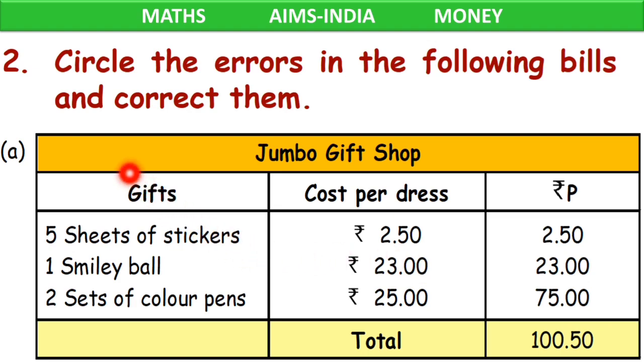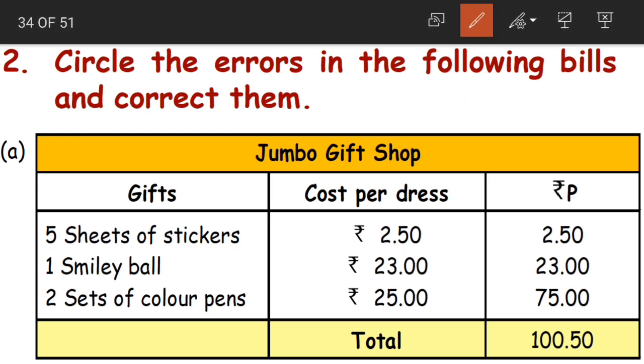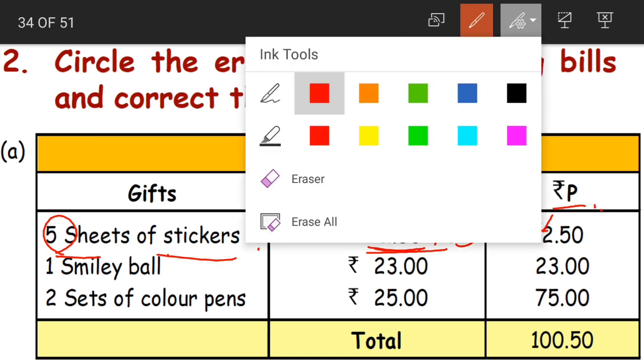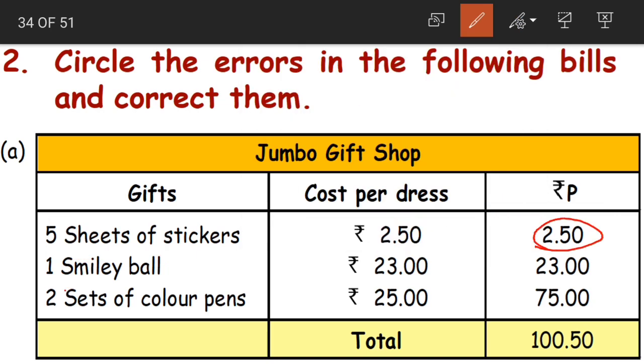And coming to the next question. Circle the errors in the following bills and correct them. What are they saying here? We are having some errors in the bill. We have to circle and correct them. The first item is 5 sheets of stickers. The cost per sheet of sticker is 2 rupees 50 paise. Then the total rate would be how much, children? It should be 2 rupees 50 paise into 5. But here 2 rupees 50 paise is written as it is. So this is our first mistake here.